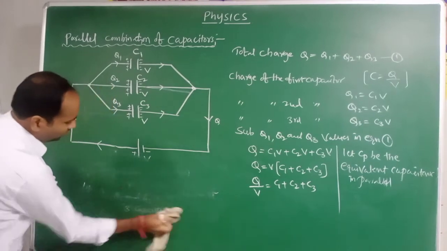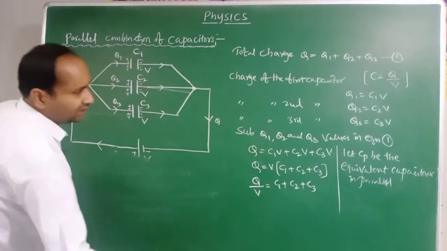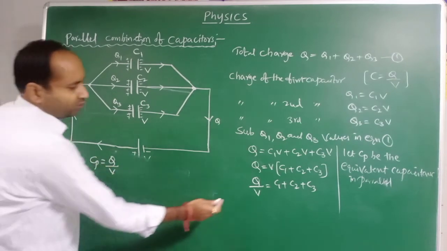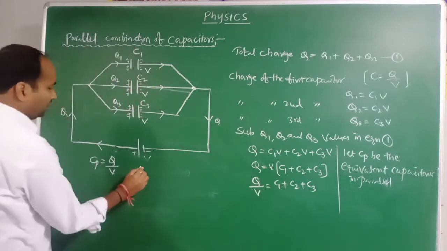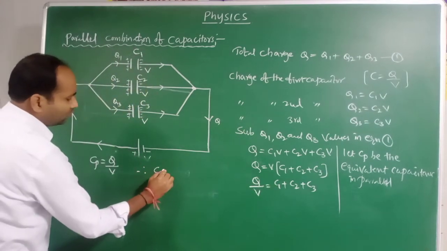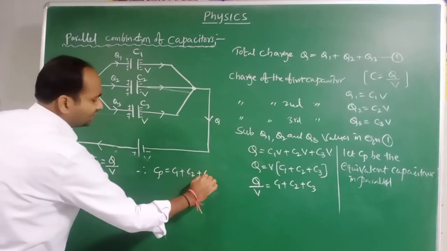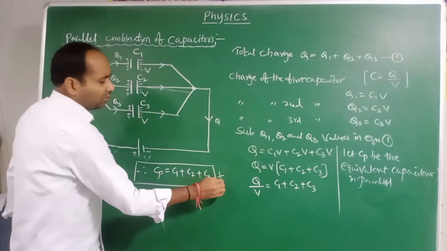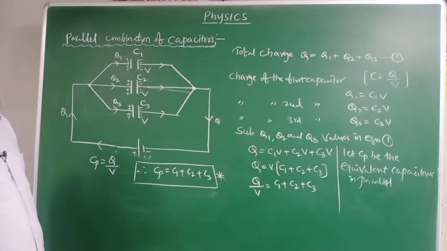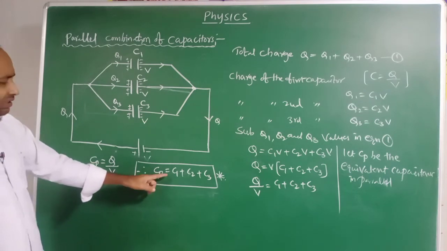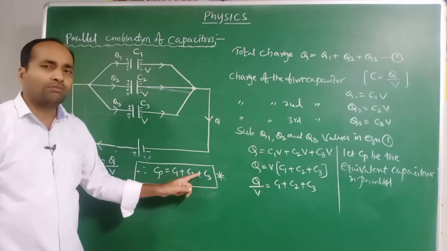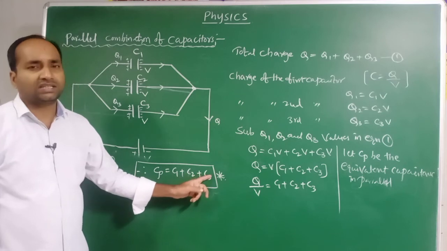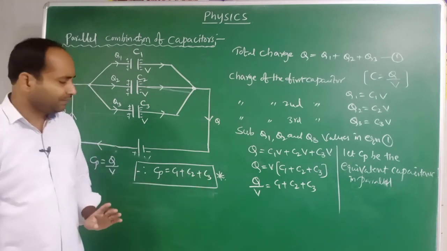By the definition of capacitance, CP is equal to Q by V. Now here Q by V is there. So therefore CP is equal to C1 plus C2 plus C3. This is the expression for equivalent capacitance in parallel combination. The equivalent capacitance in parallel combination is just the sum of the three capacitances, the algebraic sum of the capacitances of the individual capacitors.